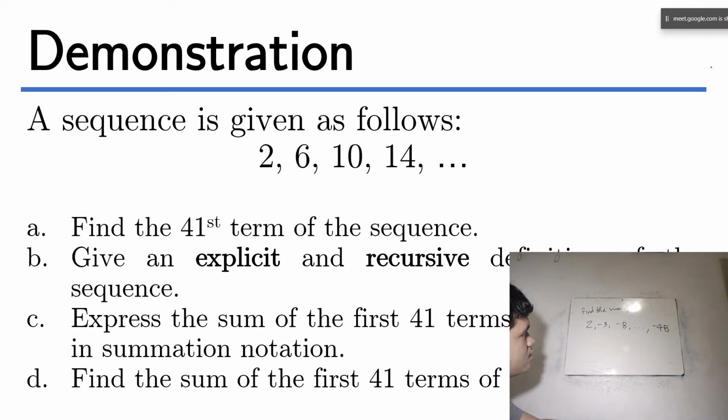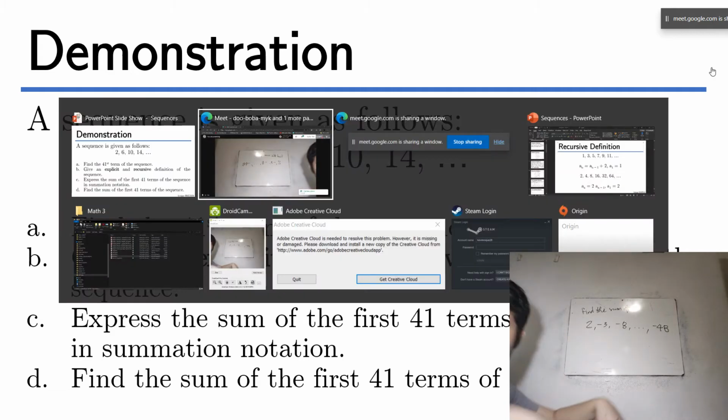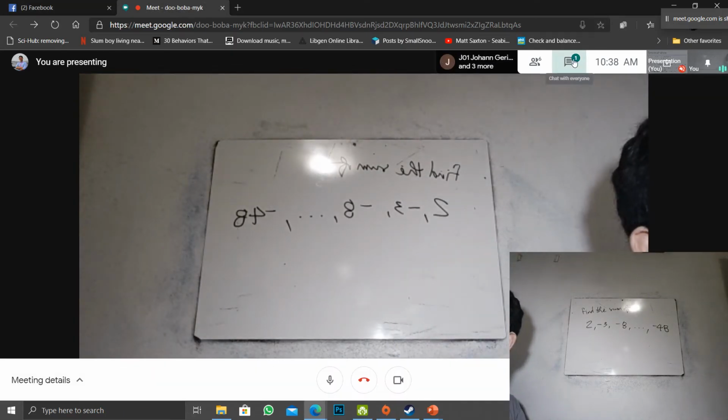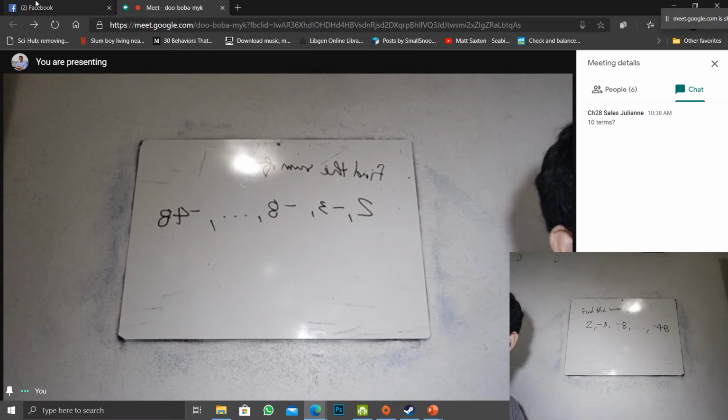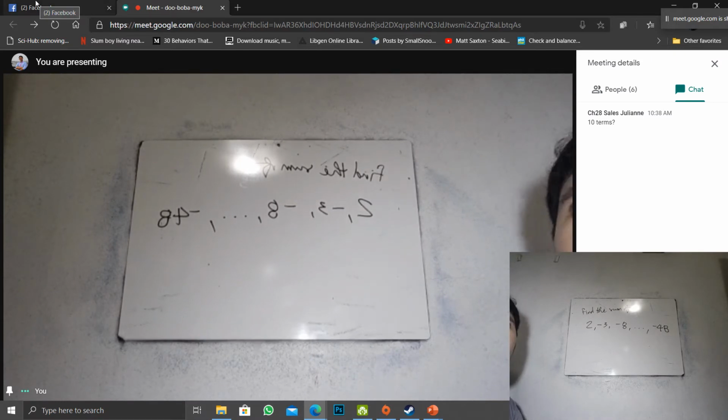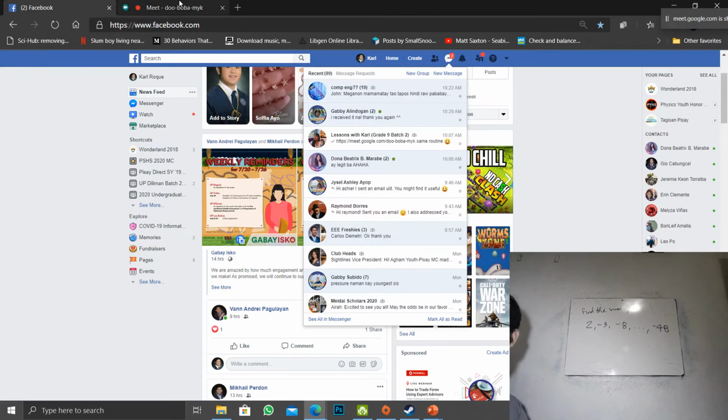I'm going to give you 5 minutes. If you want to calculate, it's fine with me. We're going to deal with large numbers, like earlier. Ten terms? Wait. Okay, that's correct. Good. Oh, no. Try again. Is it 10 or 11? What do you think?